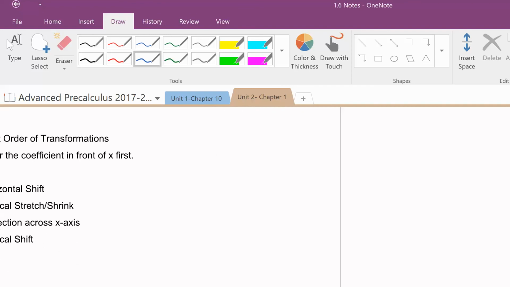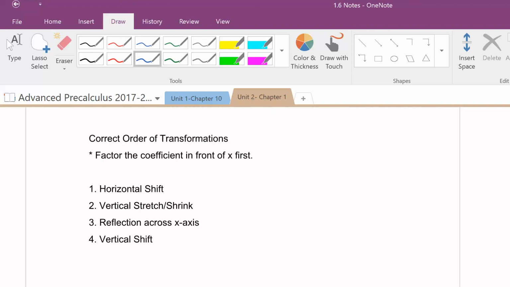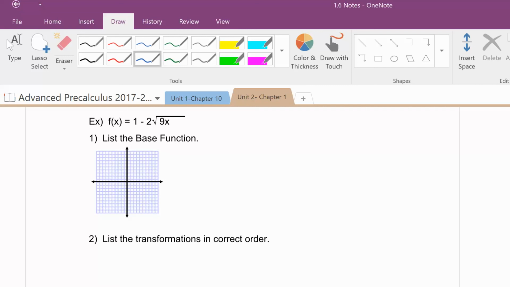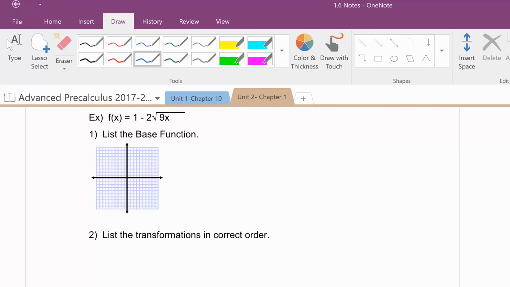All right, so here's the correct order of transformations I talked about, and these two are interchangeable. I know in the beginning I said you could do a reflection first. Those two, the order doesn't matter as much as these two, it does. So horizontal shift has to be first and vertical shift has to be last. You can switch these two in any order. All right, so let's try a couple and see what's going on.